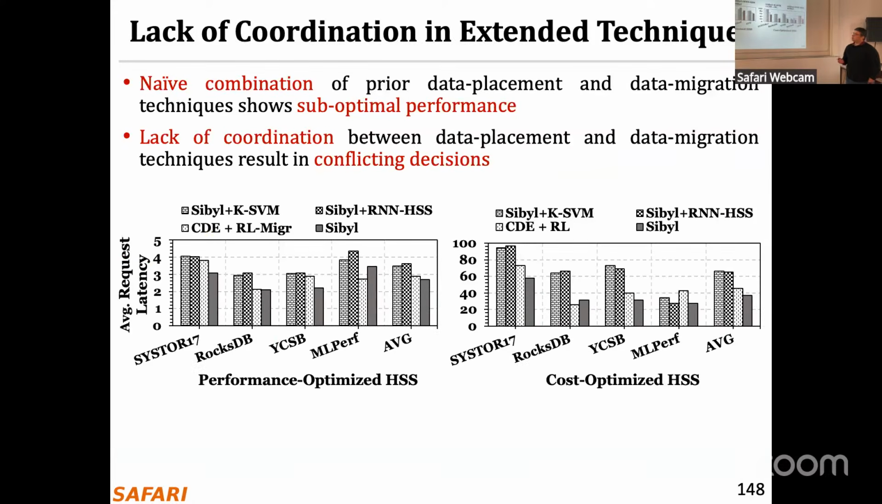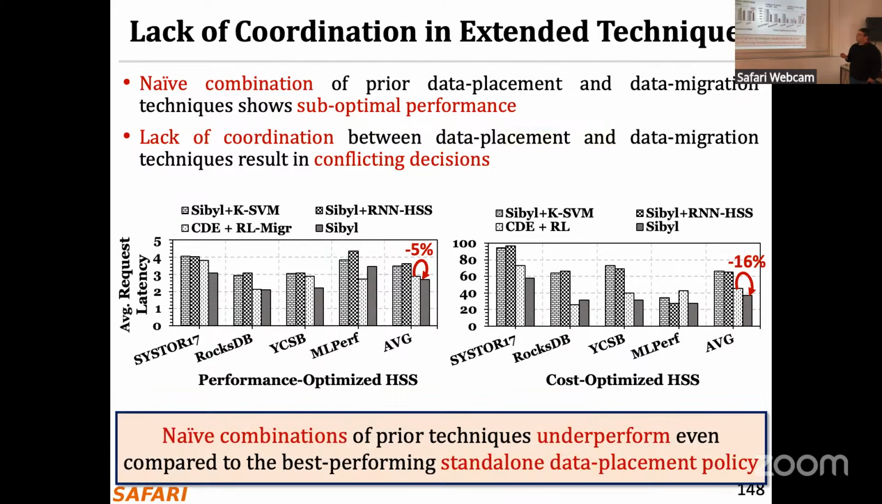And then we looked at how we can combine the state-of-the-art placement policy and the migration policy, and let's see the performance. Here we see that when we combine these policies, like Sybil and KSVM, and Sybil and RNN HSS, which are the state-of-the-art placement and migration policies, the performance even becomes worse than Sybil because of lack of coordination.